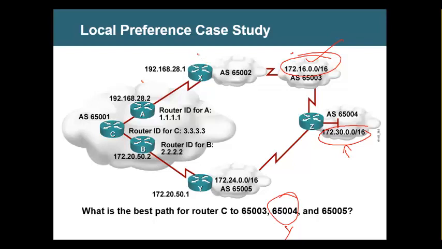We should go via X. So to reach 172.16, I should go via X. To reach 172.30, it is via Y. Now tell me, to reach 172.24 network, which path is recommended? Straight to X, straight to Y, or I have to go via X? Of course, straight to Y. Yeah?